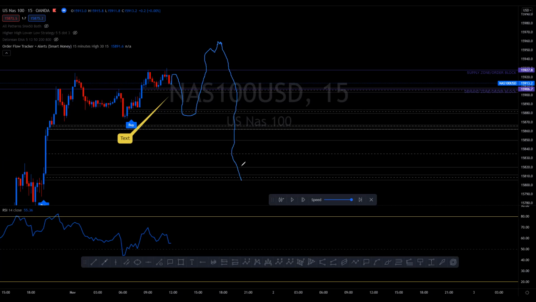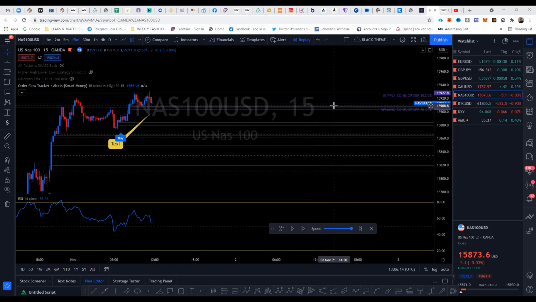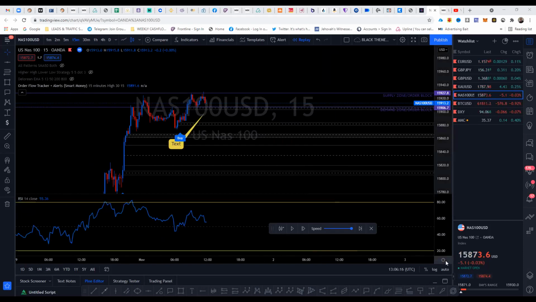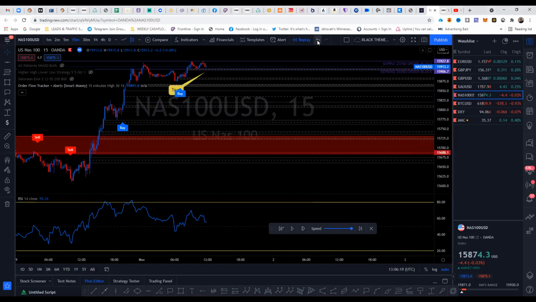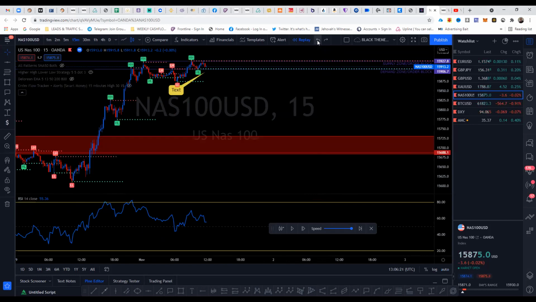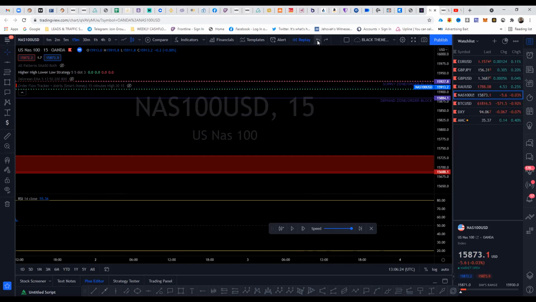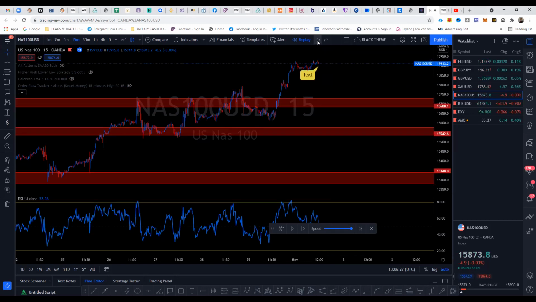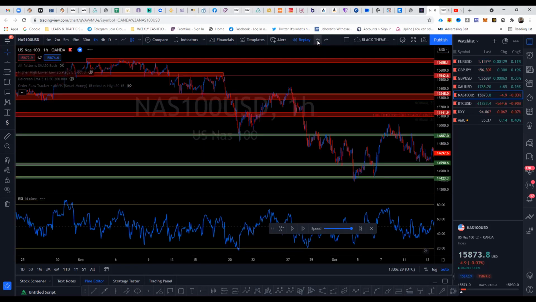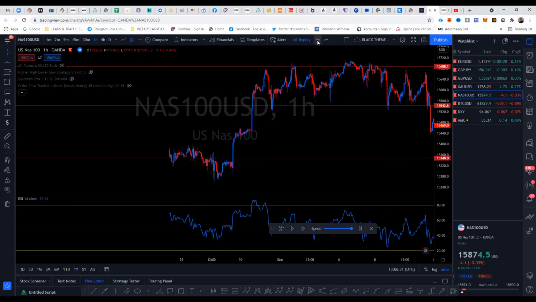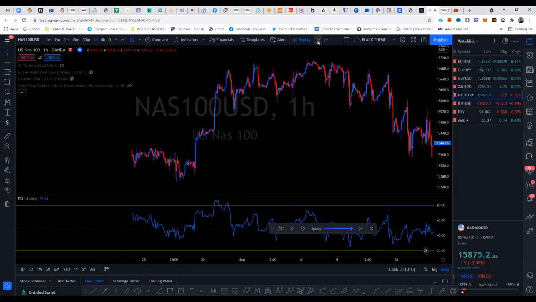So what I'm going to do now is I'm going to actually go back and show what I've drawn up. So let me go back here. So I'm going to go all the way back to where I had everything marked up.